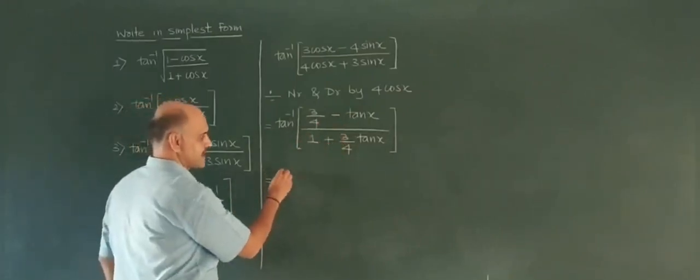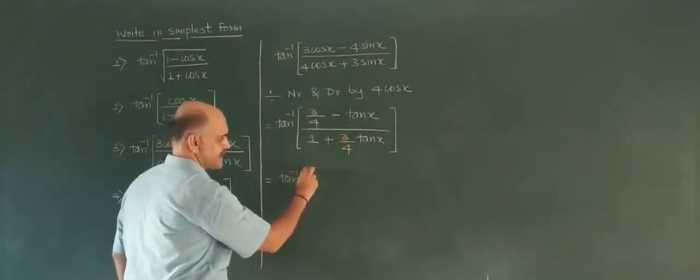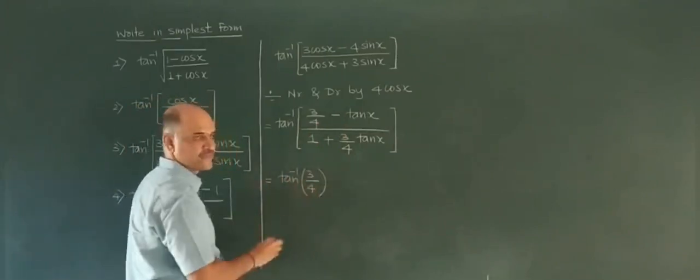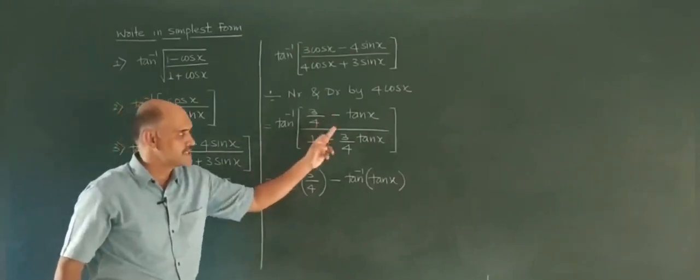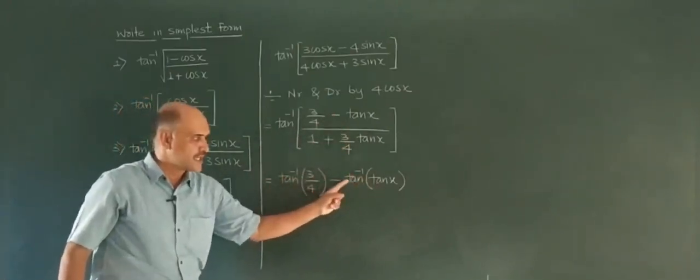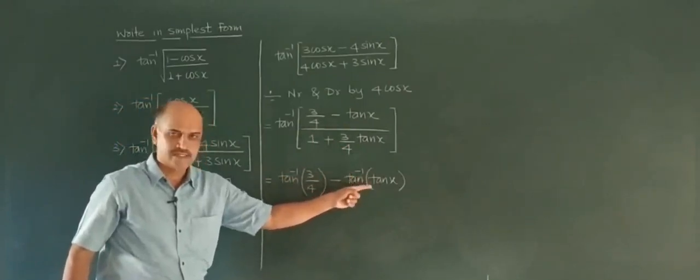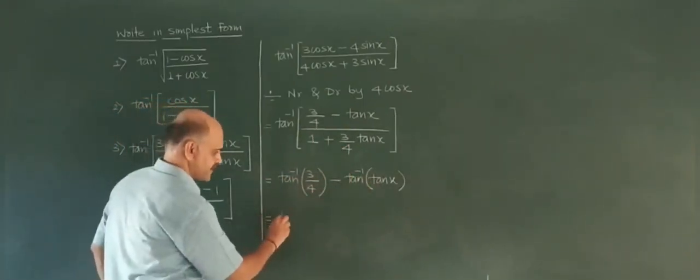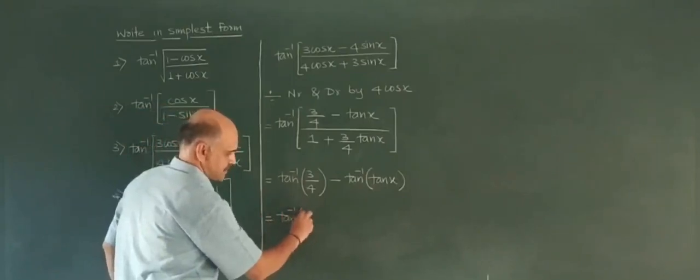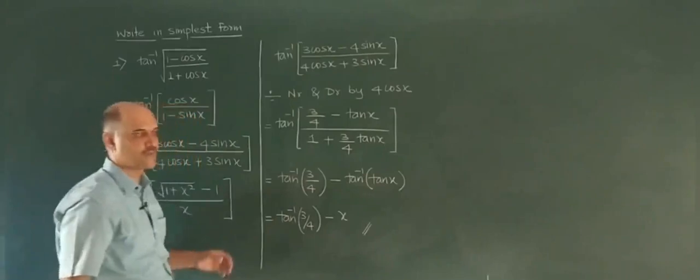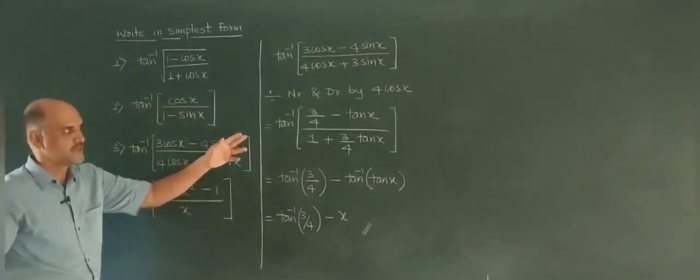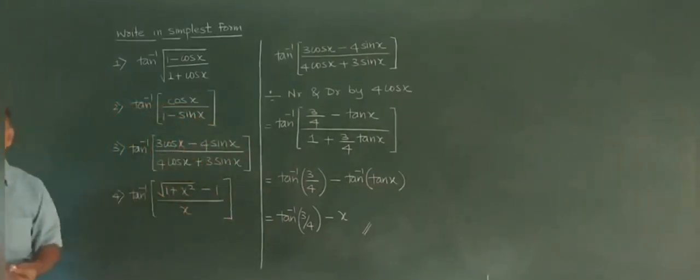So I can write it as tan inverse 3 by 4 minus tan inverse of tan x, that is, tan inverse x minus tan inverse y. Again, tan inverse and tan get cancelled. So the answer will be tan inverse 3 by 4 minus x. This is the simplified form of the third one. So note this down, then we will go for the fourth one.